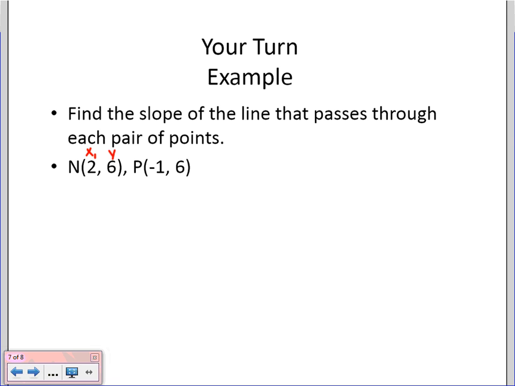Okay, so this one was x1, y1, x2, y2. We plug in 6 minus 6 over -1 minus 2. And this becomes 0 over -3. And 0 divided by -3 is 0. So the slope here is 0.